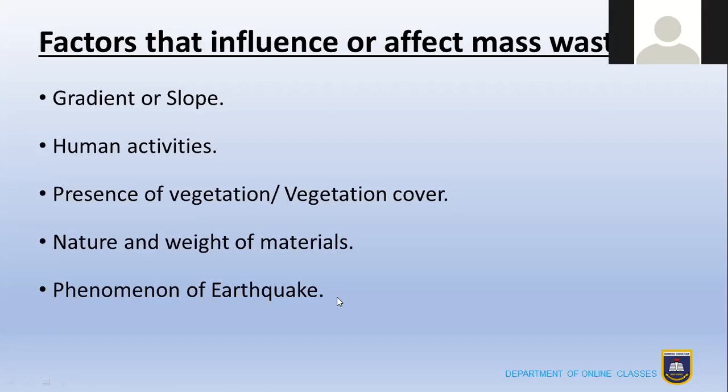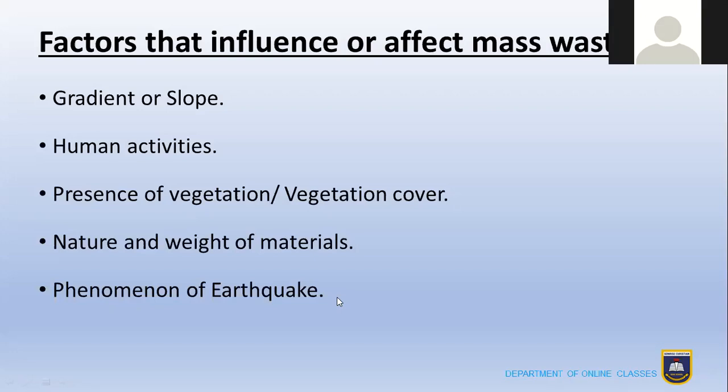Now, if you have a huge mass of sand on a relatively steeper slope, and then we have an earthquake, which leads to the shaking of that particular area, then there is the likelihood for that heap of sand to be transported downslope as a result of the shaking or trembling of the ground. So this is how earthquake as a factor can influence and determine the rate of mass movement in a particular landscape.